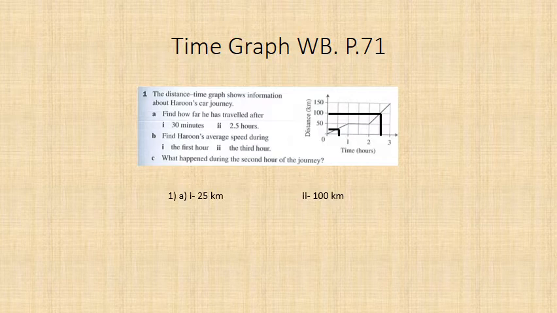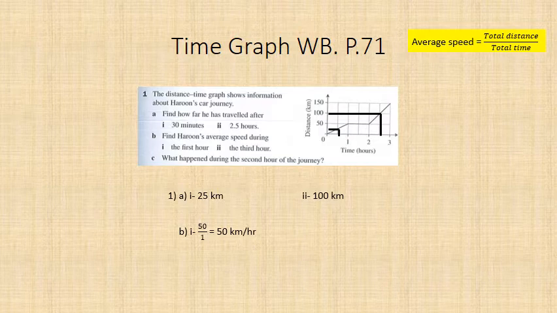Question B here, he's saying find Haroon's average speed during the first hour. So if you remember, the average speed is the total distance over total time. So I will check the distance covered in the first hour. The first hour finishes at 50 kilometers over 1 hour. So it's 50 divided by 1, which is 50 kilometers per hour. This is for the first hour.